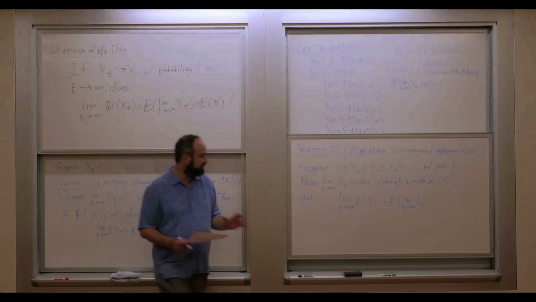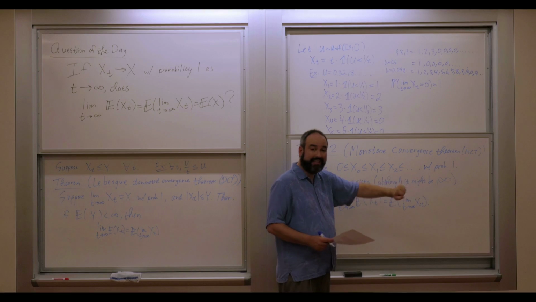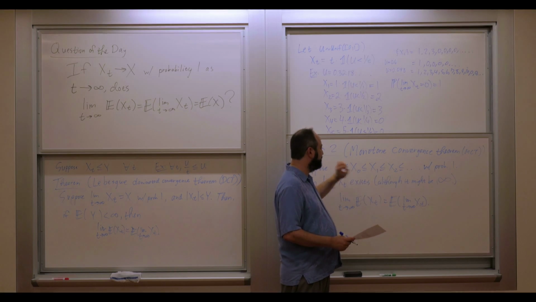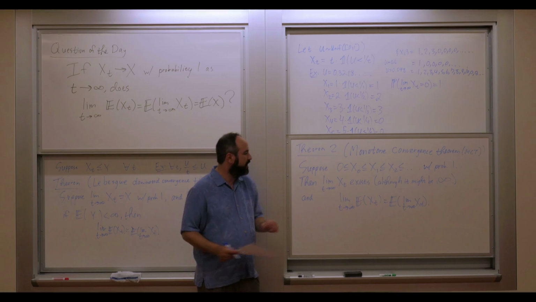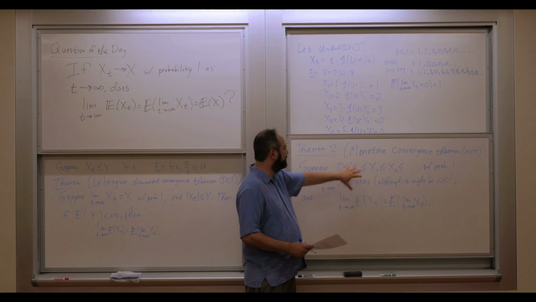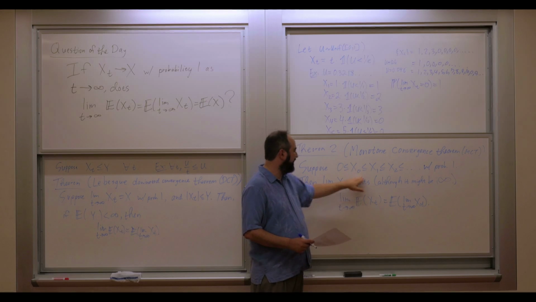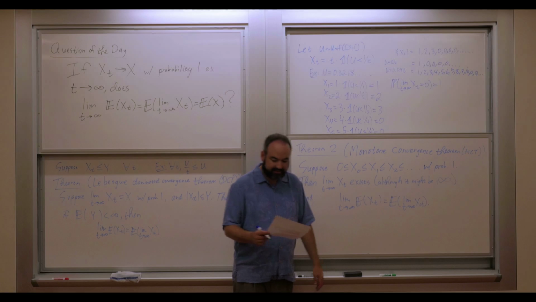So this is a fact from real analysis that if you have a sequence of increasing real numbers, they have to converge either to a limit or to infinity. And this is the generalization to random variables. If we have this sequence of increasing numbers, then we can bring this limit inside this expectation.